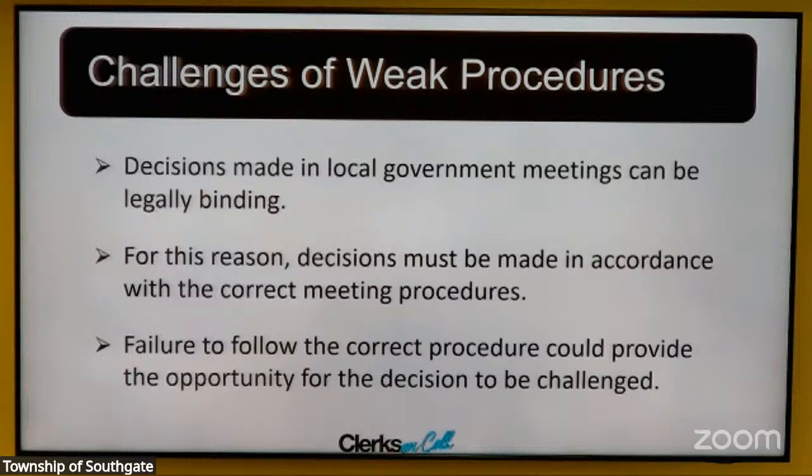An example that we can think of is with respect to closed meetings. If there was a closed meeting investigation and it was determined that the proper meeting procedures were not being followed, then it could leave council's decision that was made during that meeting open to being challenged.